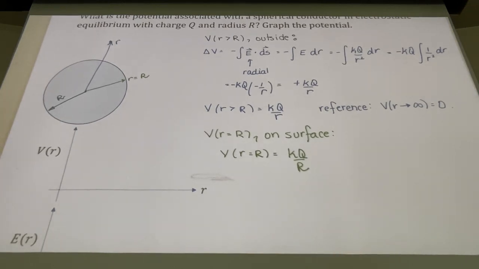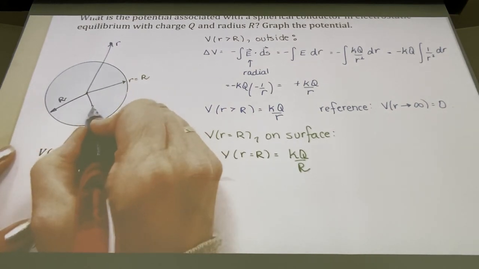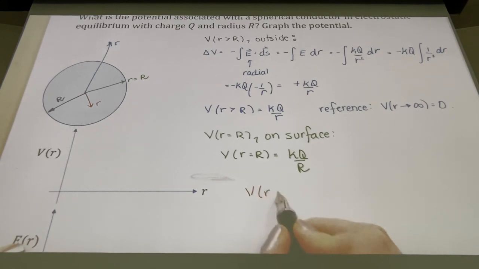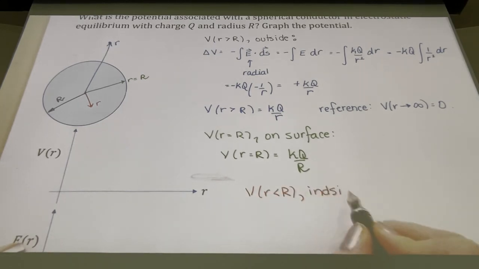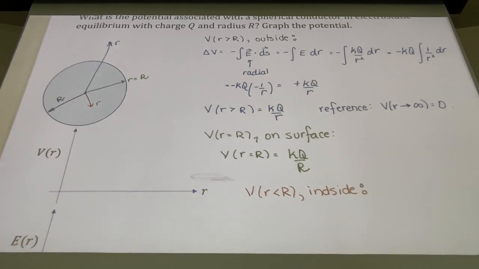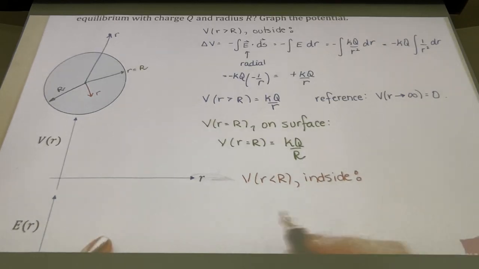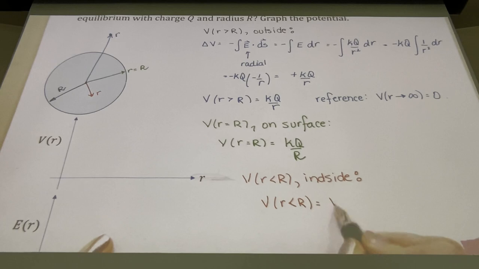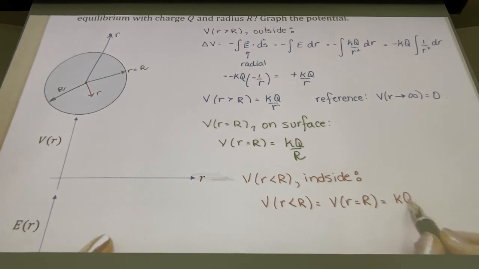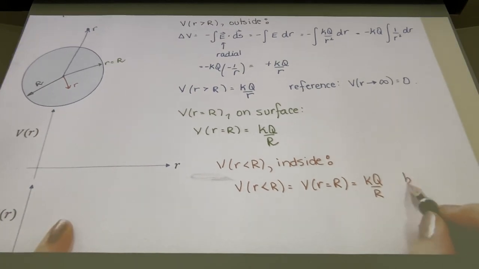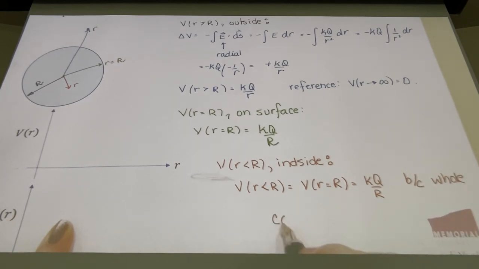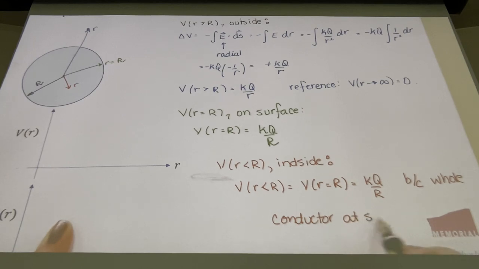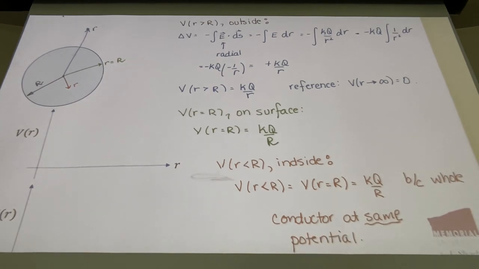And then inside, this is where we have to go a little bit conceptual. So what about some point here? So V of r less than R, or inside. Here's where we remember that the entire conductor has to be at the same potential. So the value everywhere inside is the same as the value at the surface. Okay, any questions to here?